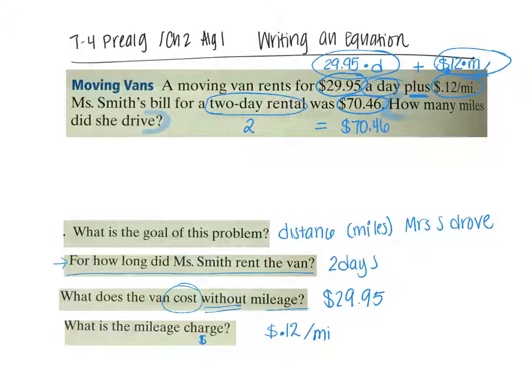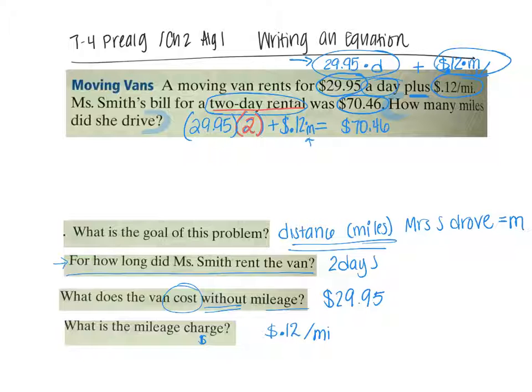So let's look down here. I had $29.95 for my total cost times the number of days. How many days did she rent? Well, I have a 2-day rental, so I rented for 2 days. So I'm going to multiply 2 times the cost up here for my daily rental. And then I have a mileage charge that I have to add on, plus 12 cents times M. Okay, and I want to know the distance in miles that Mrs. S drove. We're going to let that be a variable M. I have that in my equation right here. So now I have to solve for it.